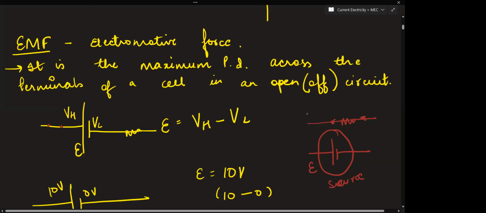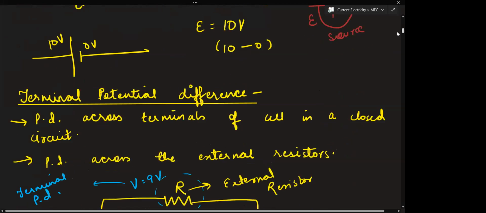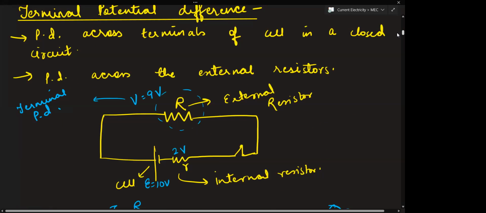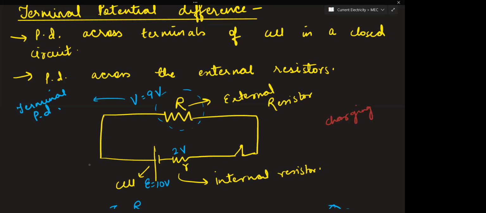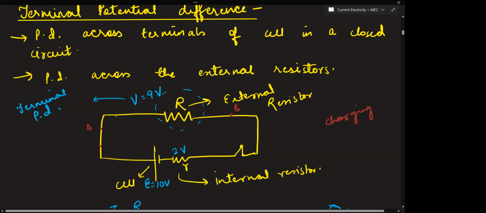The terminal potential difference is greater than the EMF only when the cell is being charged, which we'll see in the next class, charging and discharging. That makes it the major difference. So EMF is the maximum value that can occur in a circuit. If I take any 2 points, let's say point A and point B, whatever is the potential difference between these 2 points, that will be the potential difference, because VA will have a potential, VB will have a potential.